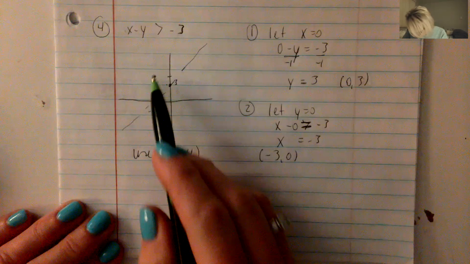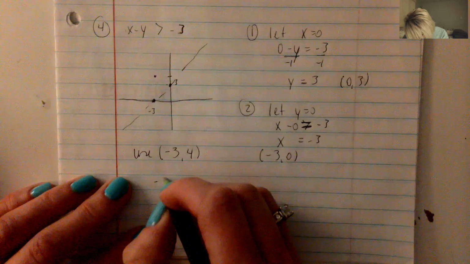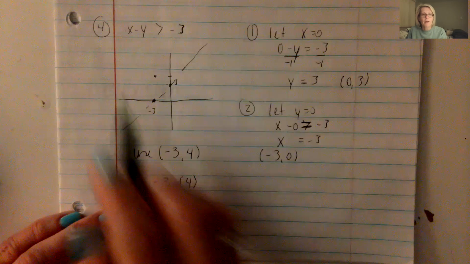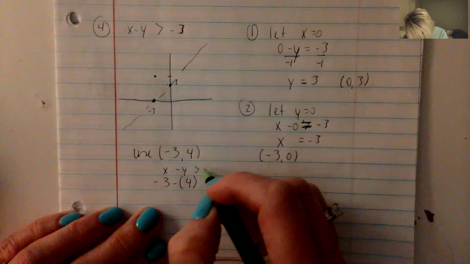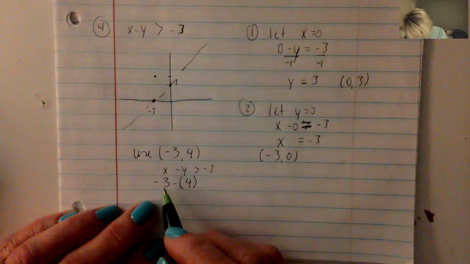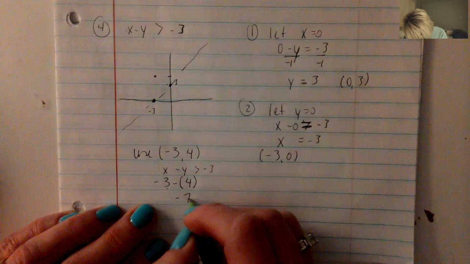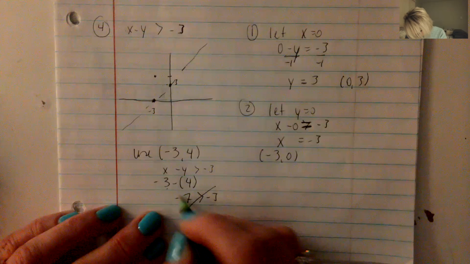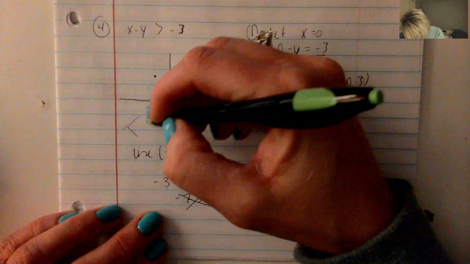So I'm going to put -3 and 4 into my equation, which is x minus y greater than -3. So x, which is -3, subtracting 4 is -7. Is that greater than -3? No, that's false. So it's right here.